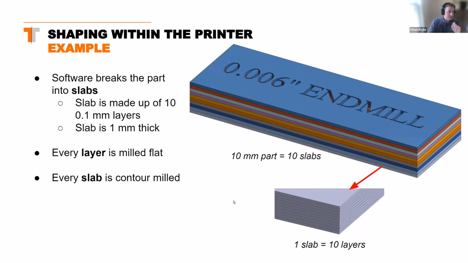As I mentioned before, each one of these gray layers that you're seeing down here is going to be milled perfectly flat with an end mill. Every slab is going to be contour milled. So that entire gray block that you're seeing down here is going to be contour milled. Every 10 layers, every slab is going to be contour milled. Hopefully I'm not over explaining this, but it took me a little bit of time to understand this the first time I looked at it as well.